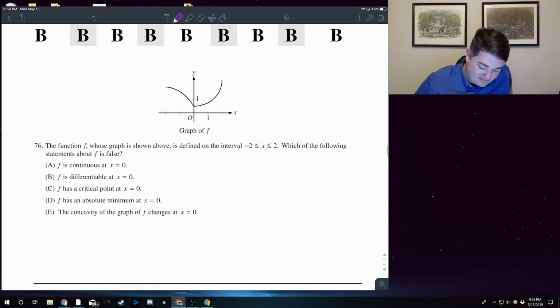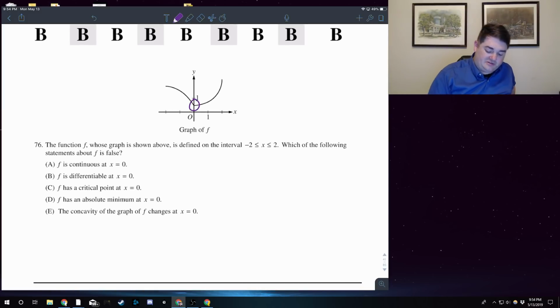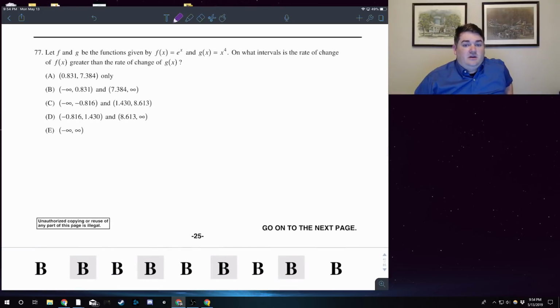Which of the following statements about f is false? It's not differentiable because that is a sharp turn. 77, where is the rate of change of f(x) greater than the rate of change for g(x)? So you're comparing f' and g'. If you get this problem wrong, it's because you don't plug it in your calculator correctly.